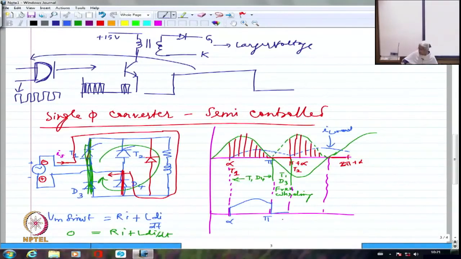Again in pi plus alpha, I am firing the device which corresponds to T2. So, T2 and D3 will take over. Whenever T2 and D3 are taking over, the current will flow exactly in the opposite direction. So, I am going to have the same current as the supply current, and it is somewhat like this. And then here is where 2 pi is. At 2 pi the current ends. And from 2 pi to 2 pi plus alpha, it will circulate only through the load. There is nothing returning to the supply.